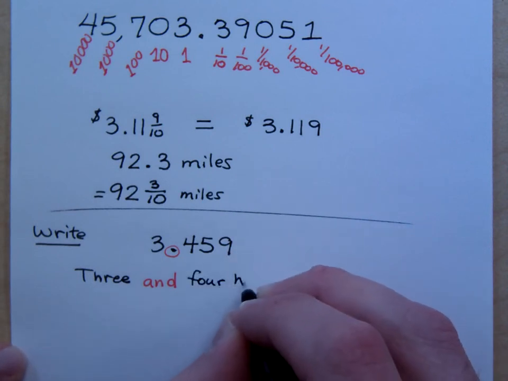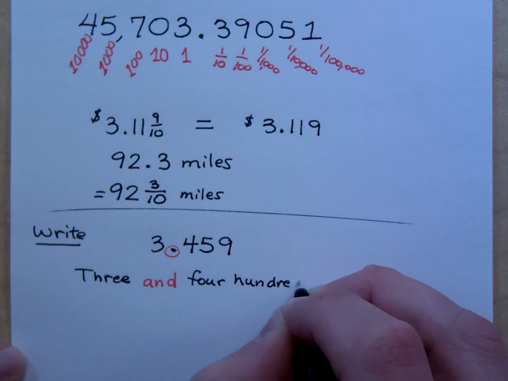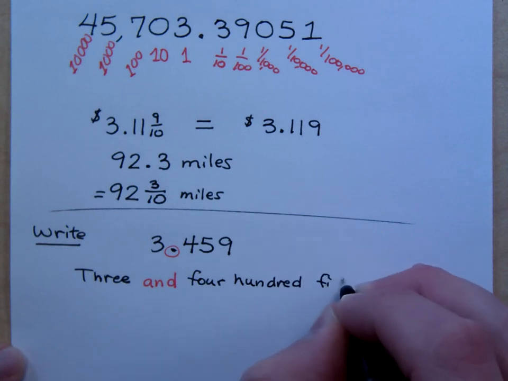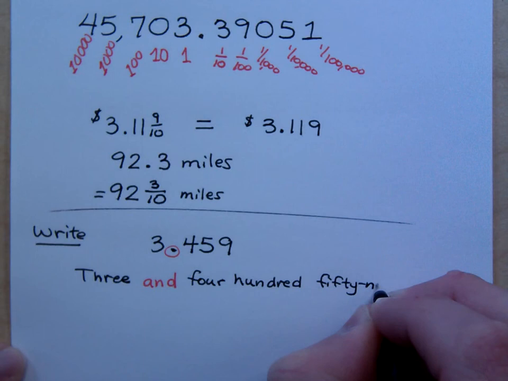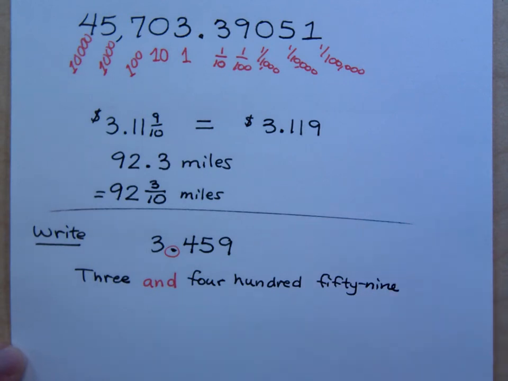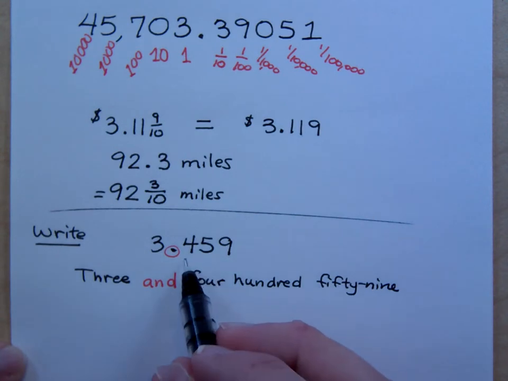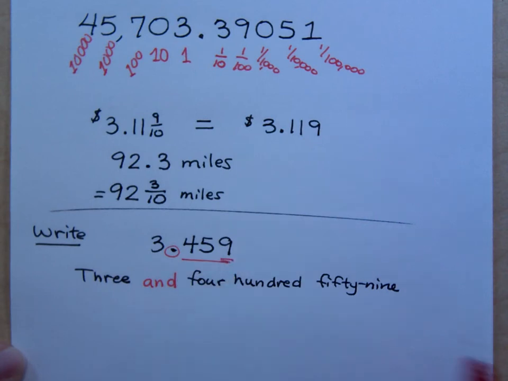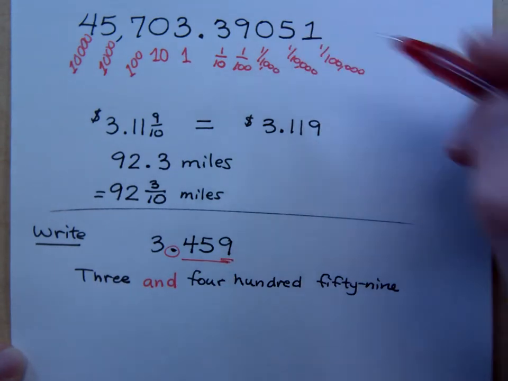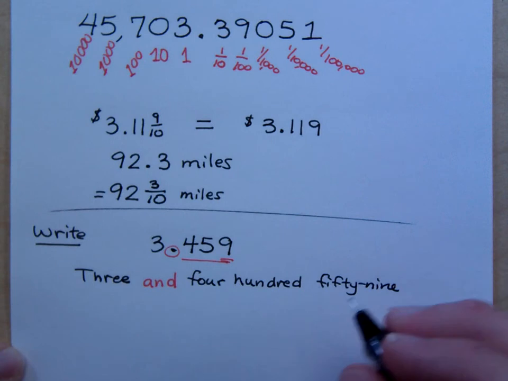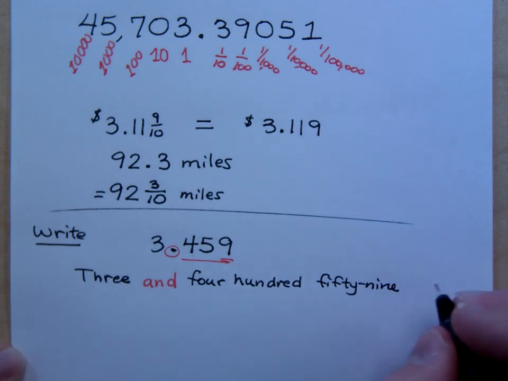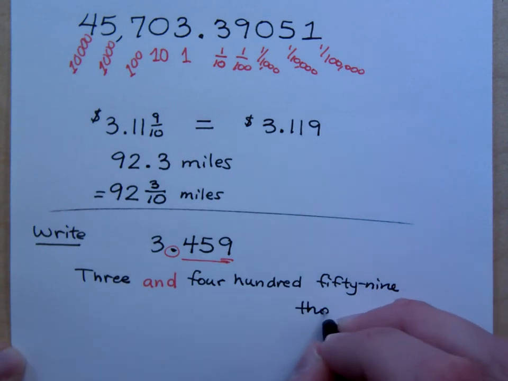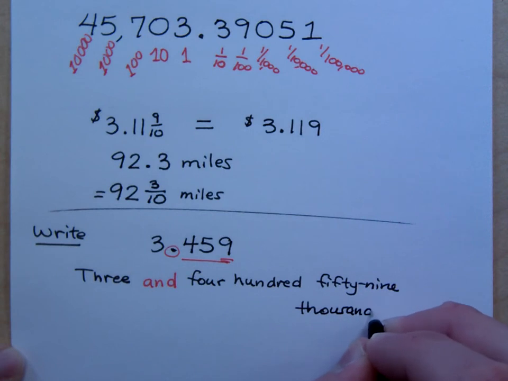So we would read this as 459. But it's not 3 and 459. It's 459, but then you have to look at the decimal piece that you have here. This goes all the way out to what decimal spot? To the thousandths. So 3 and 459 thousandths.